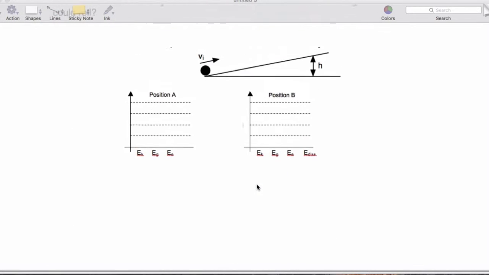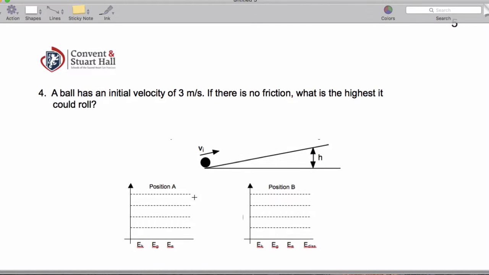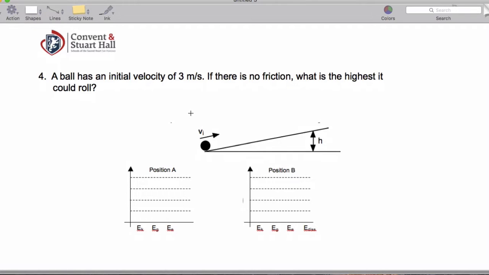Alright, I thought I would try this out just to sort of review the bar graph approach. We're not going to do bar graphs anymore, we're just going to circle the applicable energy. So, a ball has an initial velocity of 3 meters per second, there's no friction, we want to know the highest the ball can roll.